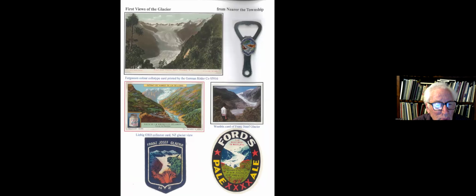Now here's a whole page, and there's only one of these items which is a proper postcard, which is the one up the top. I've got a little bit of technical information, so it's a collar type card. So I'm not going to go into explaining that tonight. And I've said it's printed by the German Rohda company. Most early New Zealand postcards were printed in Germany, so they'd send over an image and say, oh, I want 50 of these.